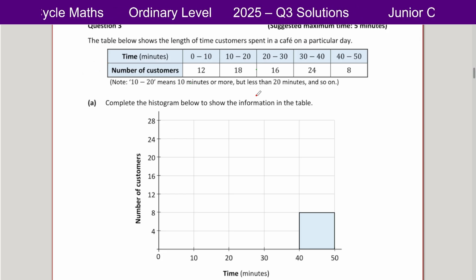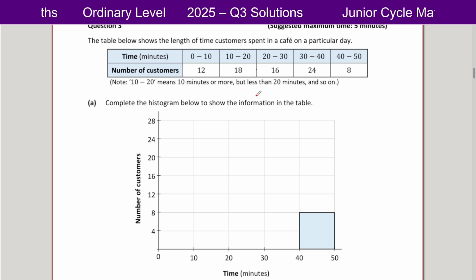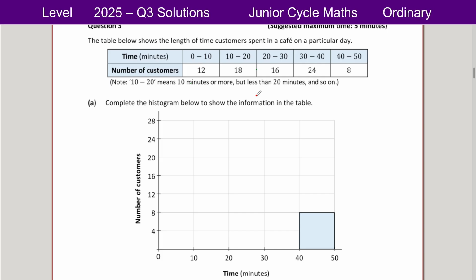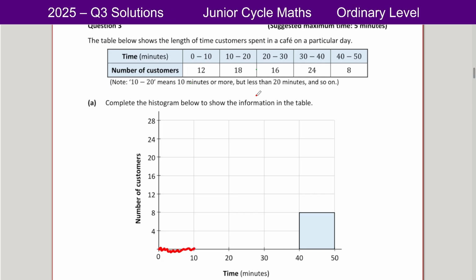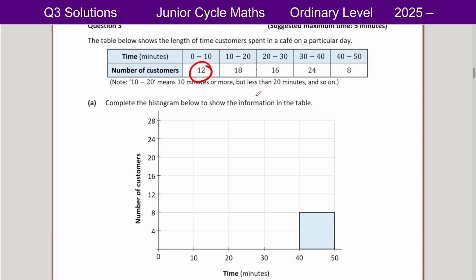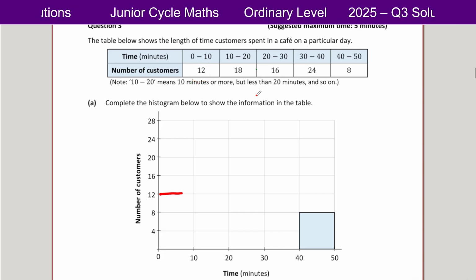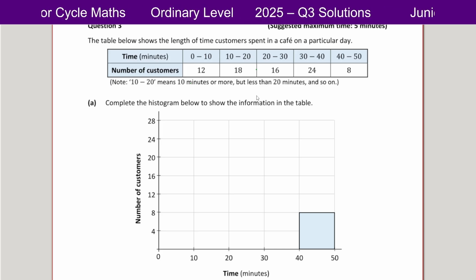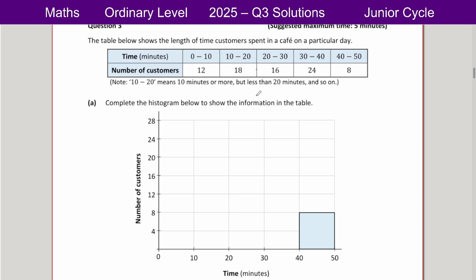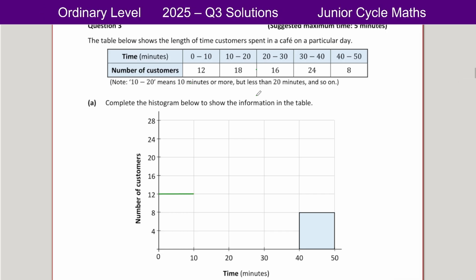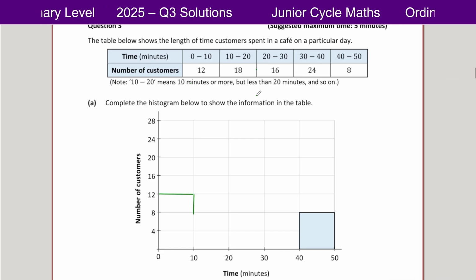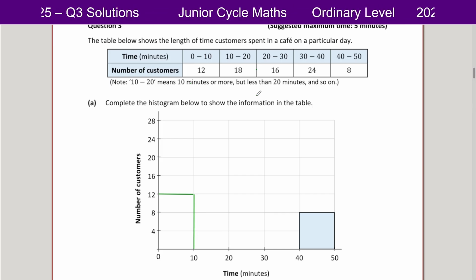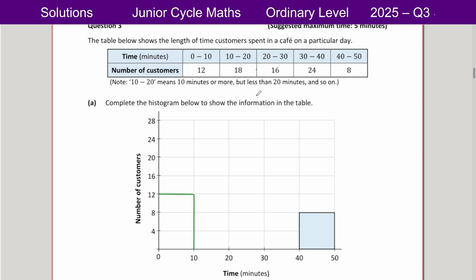For the first one, we know that it is from 0 to 10 minutes, so we need to find where the 0 to 10 minutes interval is. It's the first interval here, and we have 12 customers, so we plot like that. All we have to do is draw a line from 12 here, make it nice and clean, and complete the bar for this interval, the first one.